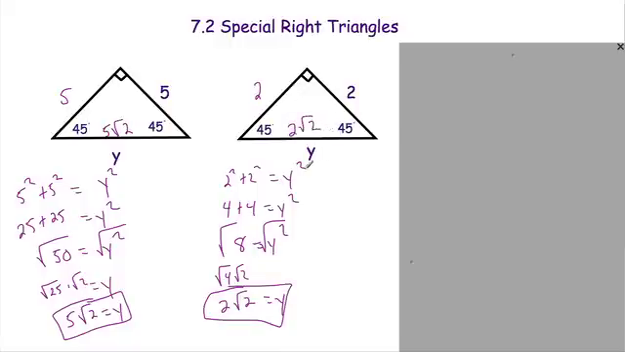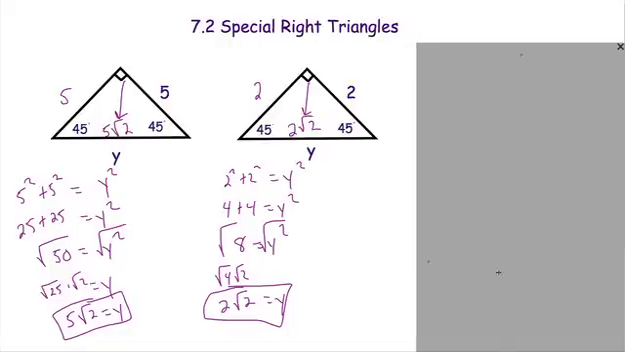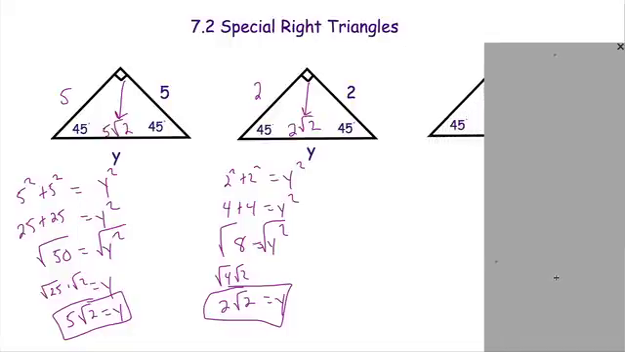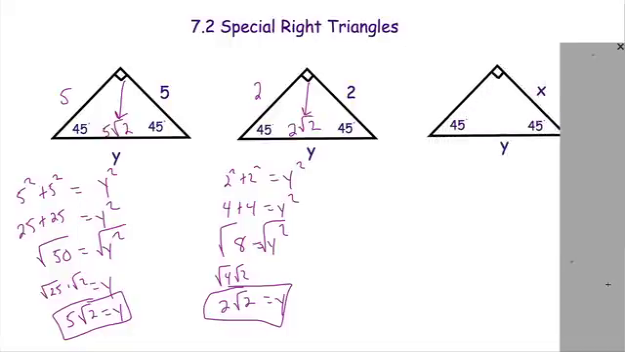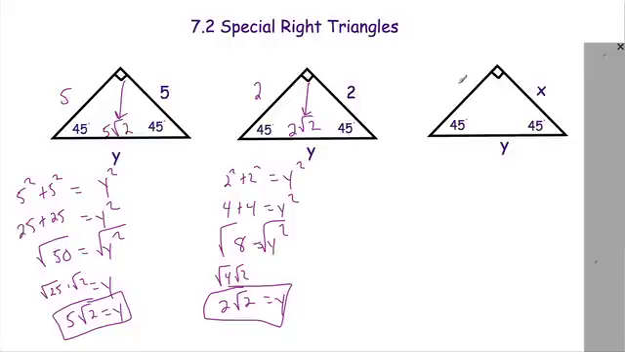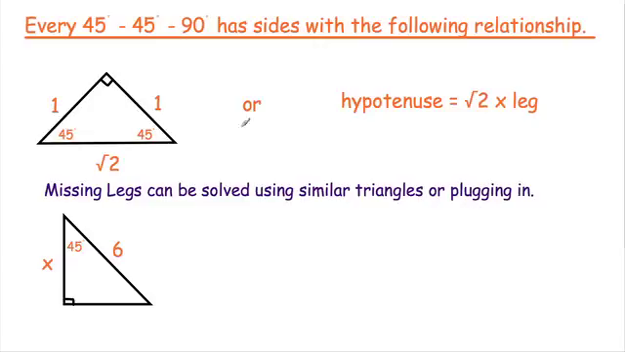Now you're seeing what I'm seeing, hopefully. 5 radical 2 across from the 90. 2 radical 2 across from the 90. So we're going to be able to figure these out all the time, because there's this relationship. If I don't know this side, and this is x, this is going to be x radical 2. So now we have a relationship we've built.